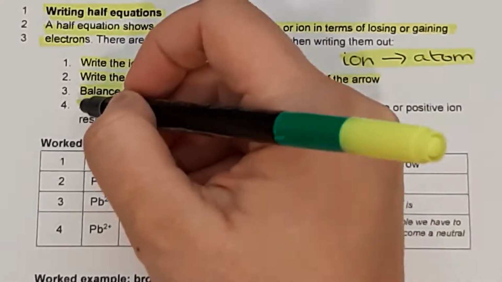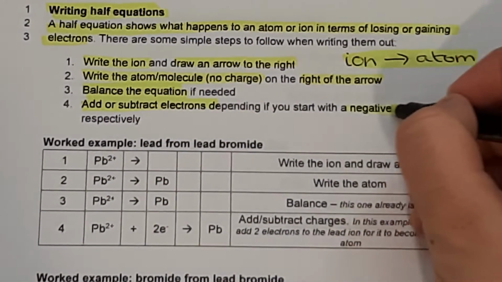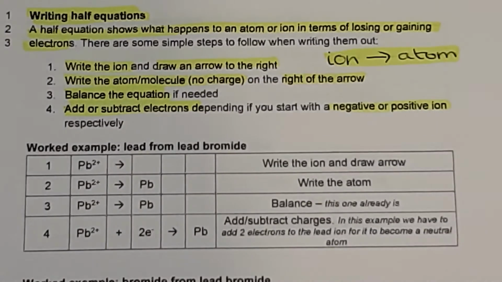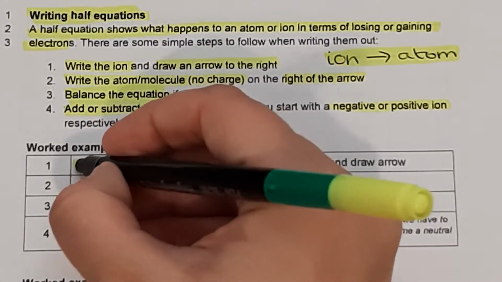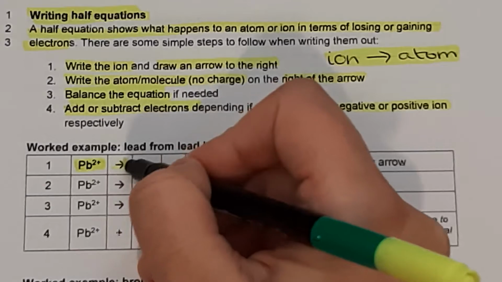Then you will need to add or subtract electrons depending on whether you start with a negative or a positive ion. Okay, I'm going to go through some examples to show you this. So we're going to do an example here from lead bromide. So write the ion and draw the arrow. Well, here is our ion, Pb2+. It's a 2+ ion, and we've drawn our arrow.